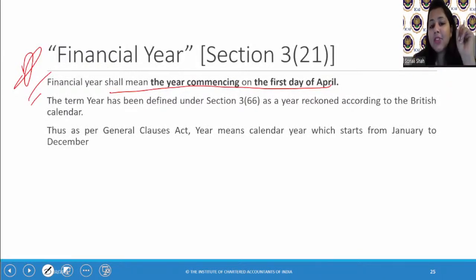But always remember that we resort to this definition of financial year only when the word financial year has not been defined in that particular act. If the act or the legislation that we are reading defines the word financial year, we will refer to that definition. Only in the absence of a definition in the legislation do we resort to the General Clauses Act. Always remember this point. The first-hand reference is always the definition section of that particular legislation. Only when the word financial year is not defined in that legislation will we cross-refer to the GC Act.